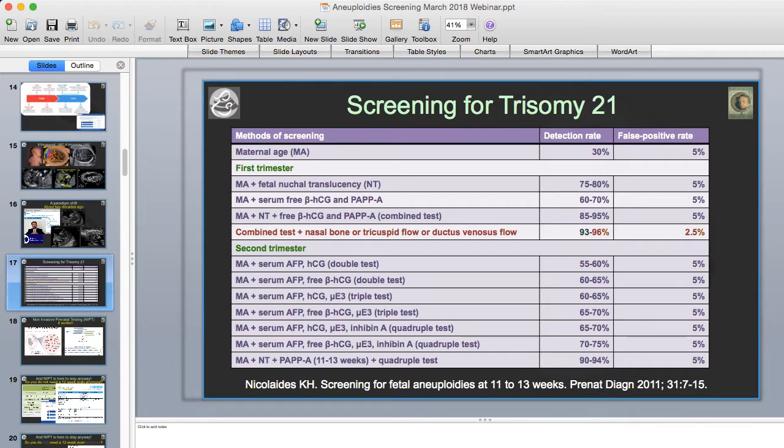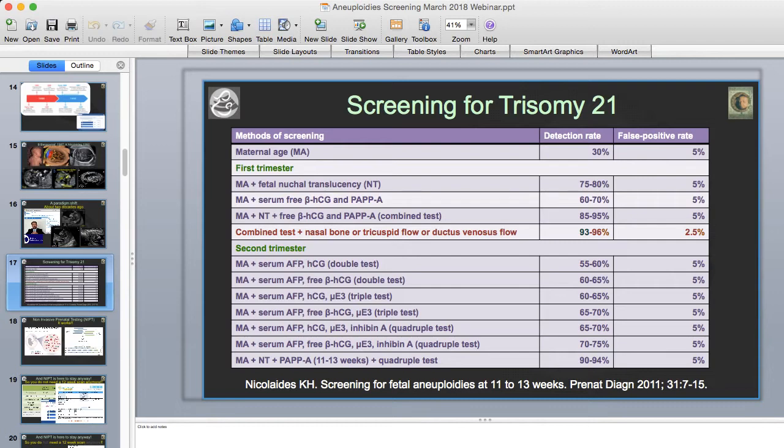If to the combined test we add either nasal bone or tricuspid regurgitation, or we add ductus venosus flow, then we realize that our detection rate jumps to as high as 96%, and importantly, our false positive rate falls down to 2.5%, half of what it is otherwise. And therefore, obviously, first trimester screening is far superior. If we were to take maternal age alone to try and screen for Down syndrome, we would miss 70% of Down syndrome babies, and that's completely unacceptable, and therefore by itself maternal age is not something we use anymore.